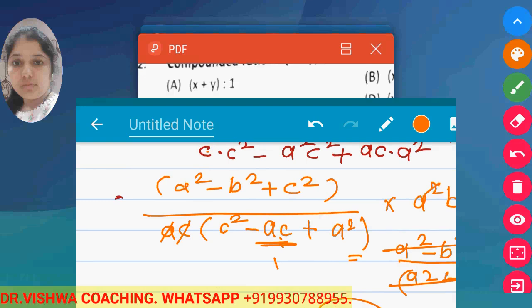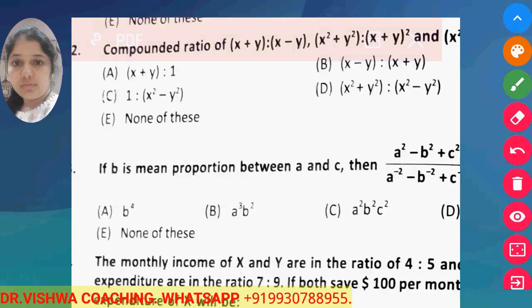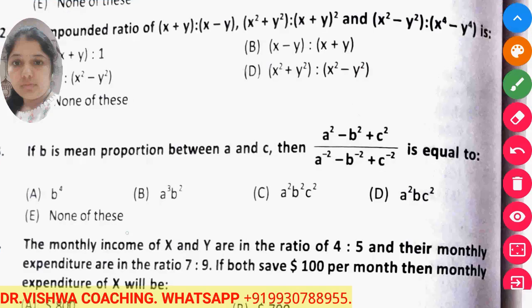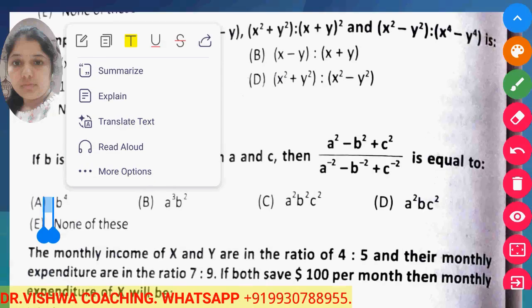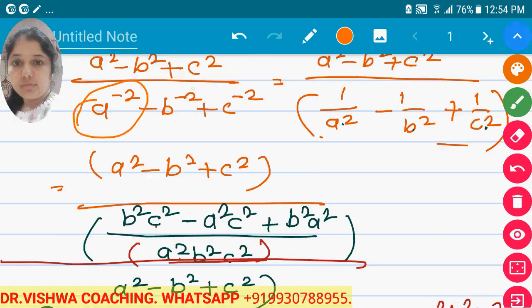Okay, again I will show you what I had done. Now see, first I had written the equation and I write down the condition that B is mean proportional, so B is equal to under root AC or B square is equal to AC. Now this number I convert it into positive exponent form.